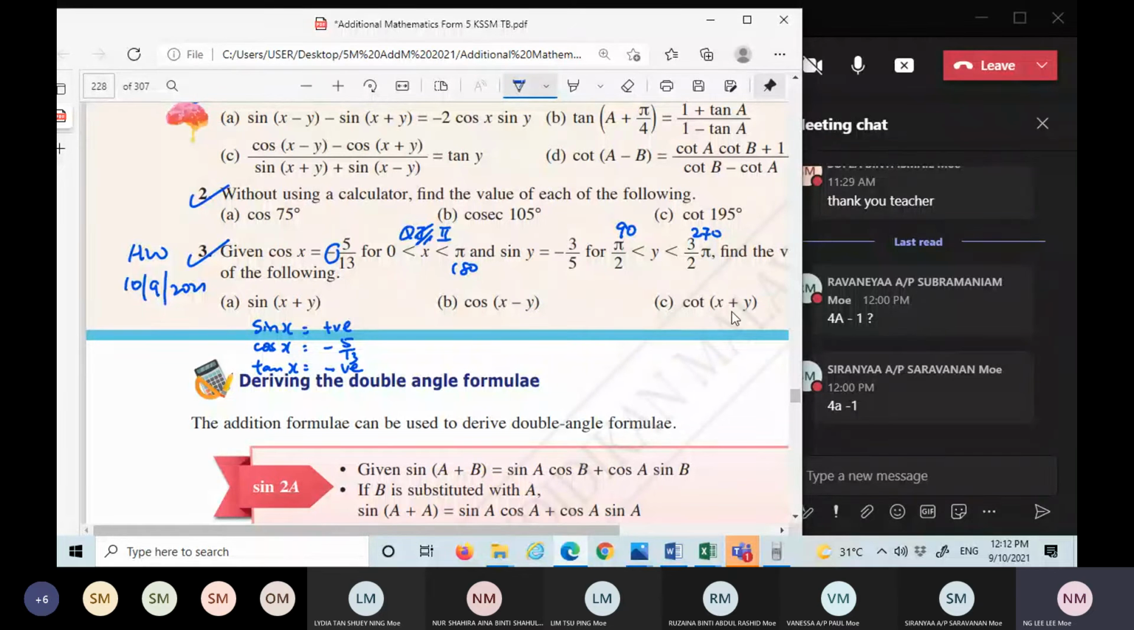Right? Okay, so 90 is here, 270 is here. So it's from here to here. So it's either the second or the third quadrant. Okay, sine y is negative.